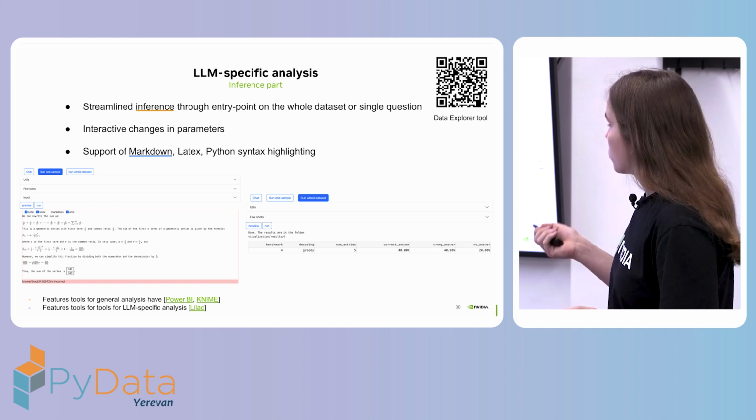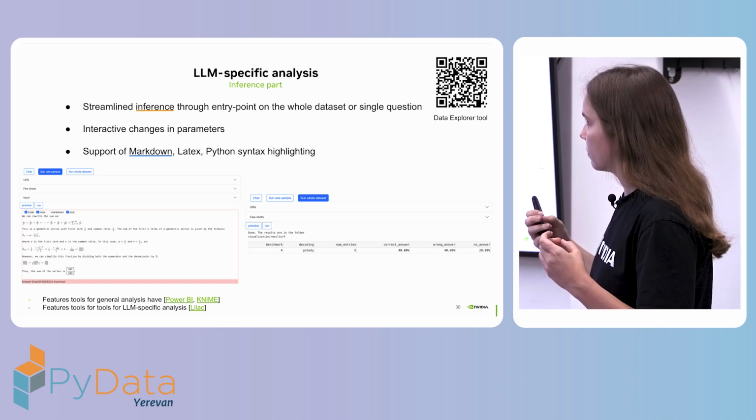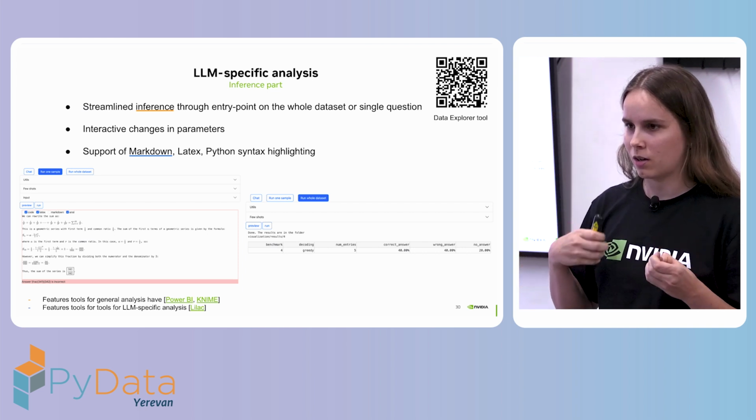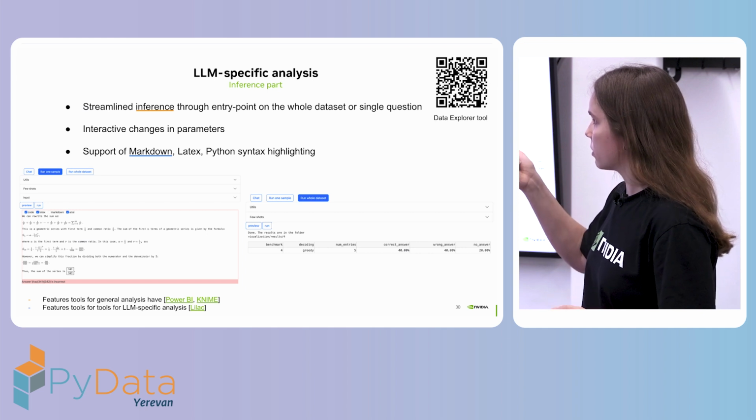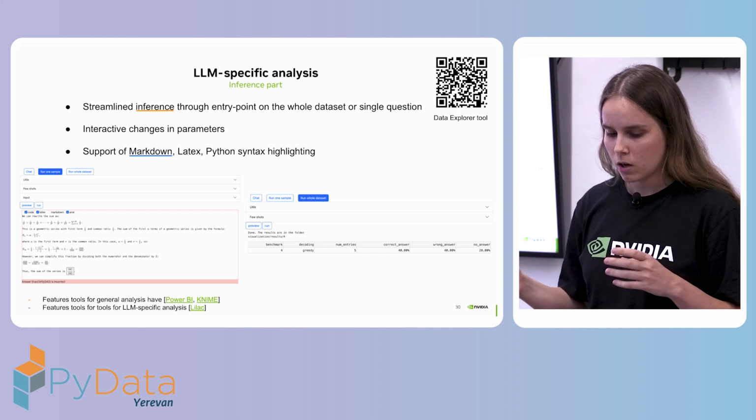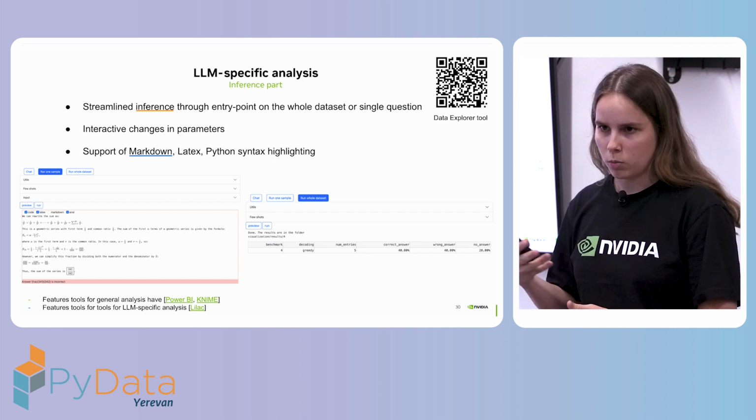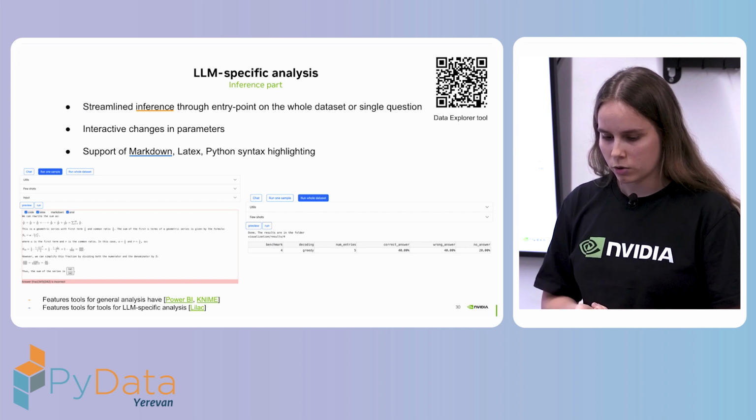So speaking about the Data Explorer tool, here is what we wrote down as key features that we want to implement and later use. First of all, it should have streamlined inference through entry points on the whole dataset and on a single question. So we can do the inference on the whole dataset, and we can check some hypotheses on a single question. Why through entry points?